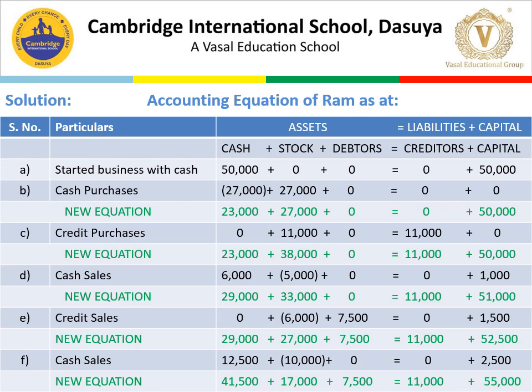Next is cash sale. Goods worth rupees 10,000 sold for 12,500. So there is a profit of 2,500. We will add 12,500 in the cash, deduct rupees 10,000 from the stock, and the 2,500 profit will be added back to the capital. So the final equation would become new cash 41,500, stock 17,000, debtors 7,500, creditors remains as it is 11,000, and capital 55,000 after adding the profit. The total of assets and liabilities comes to rupees 66,000 on both sides.